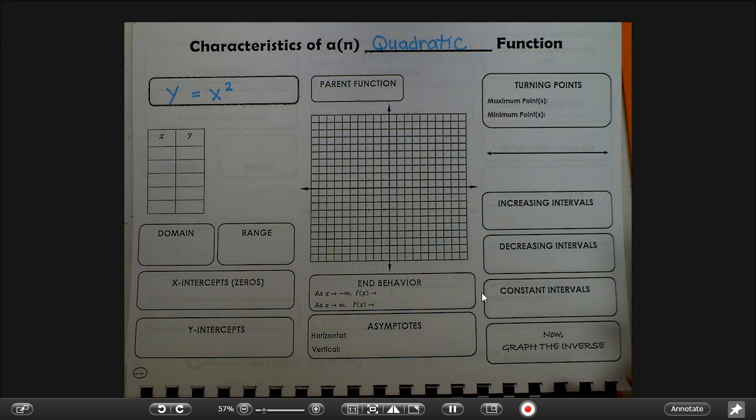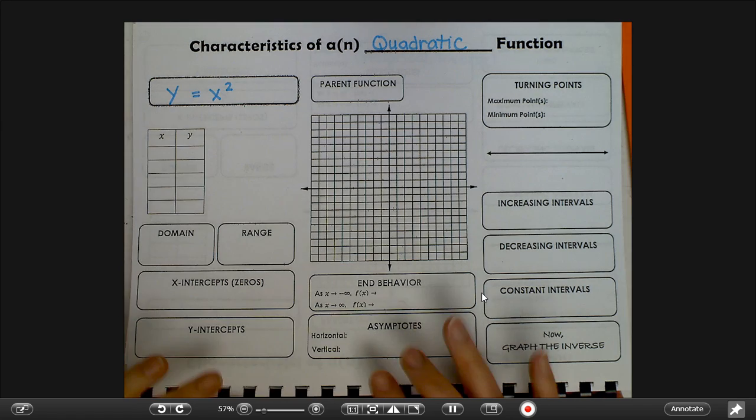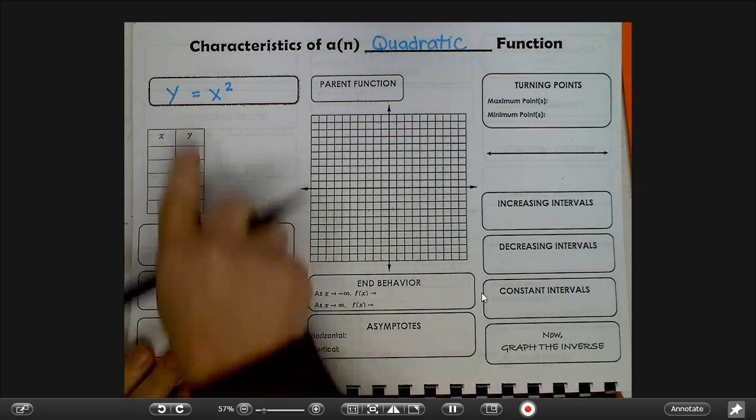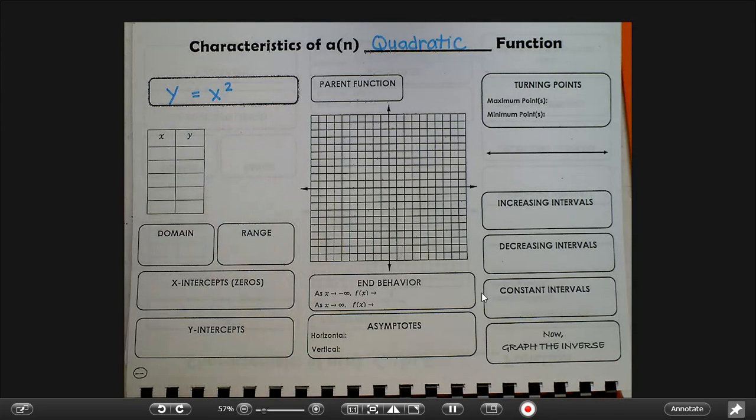All right, this video is just to describe three of the parent functions and different parts of them. That way you have them just in case you ever want to look at them or for a refresher. First, we're going to talk about a quadratic equation, and we're just going to go through these steps.